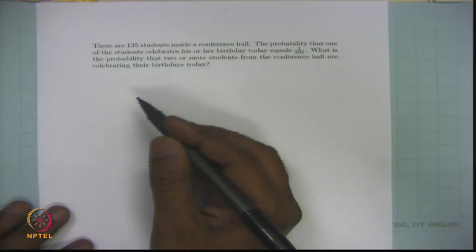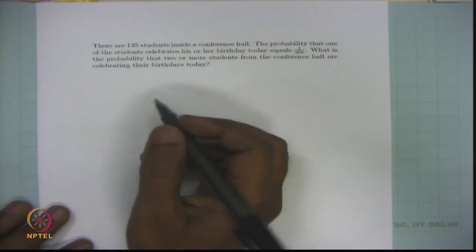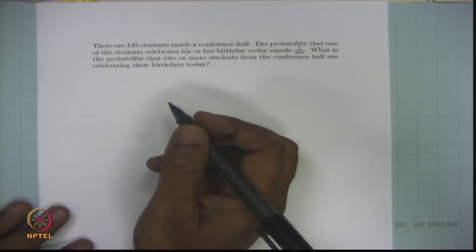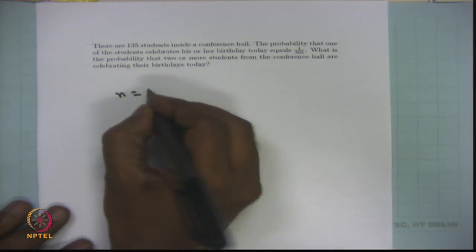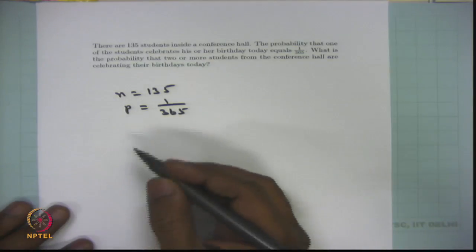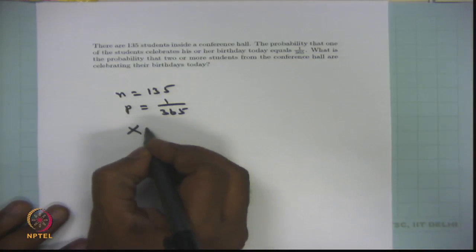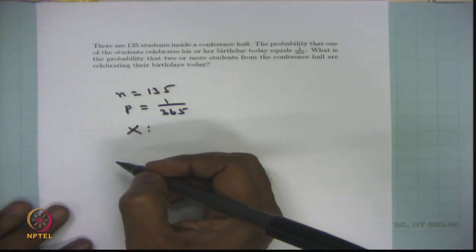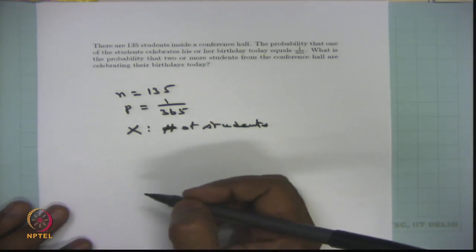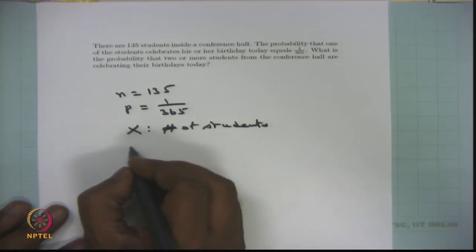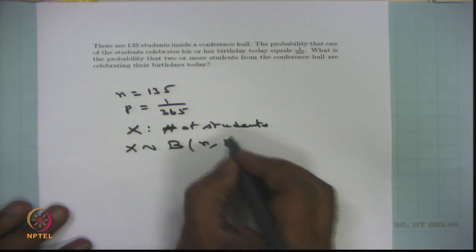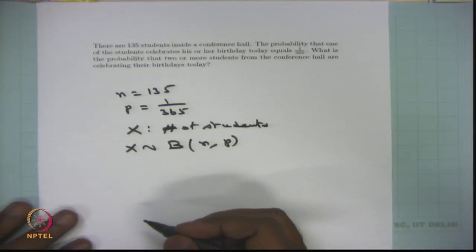The clue is there are 135 students and the probability of success is 1 divided by 365. Suppose I make n equal to 135 and p equal to 1 divided by 365. I can match this problem with the number of students celebrating their birthdays, which is going to be capital X. Then I can conclude X follows a binomial distribution with the parameters n comma p, where n is 135 and p is 1 divided by 365.